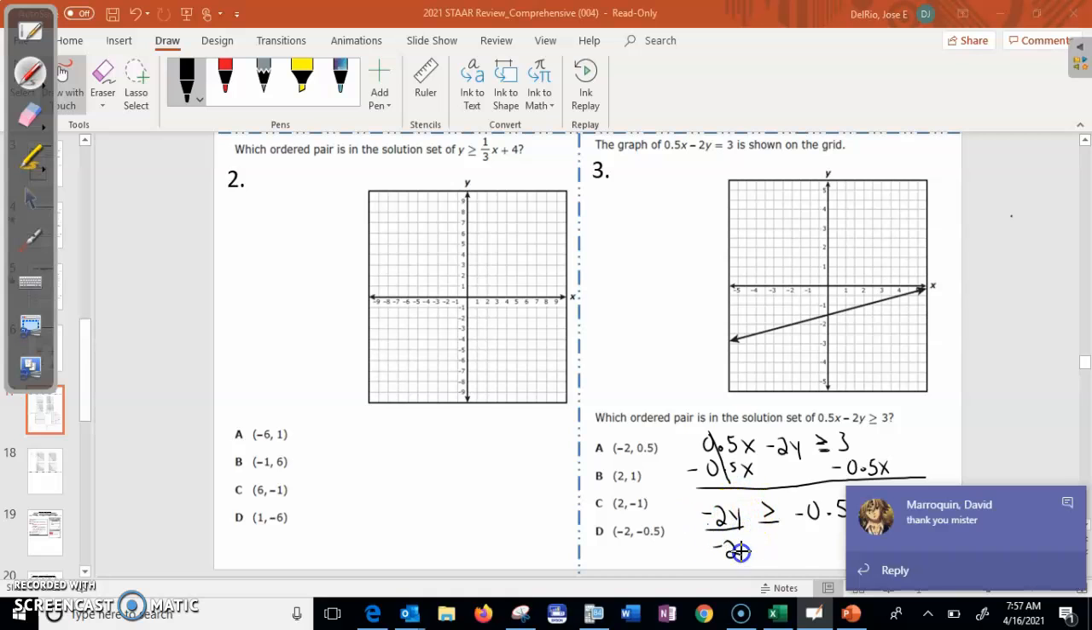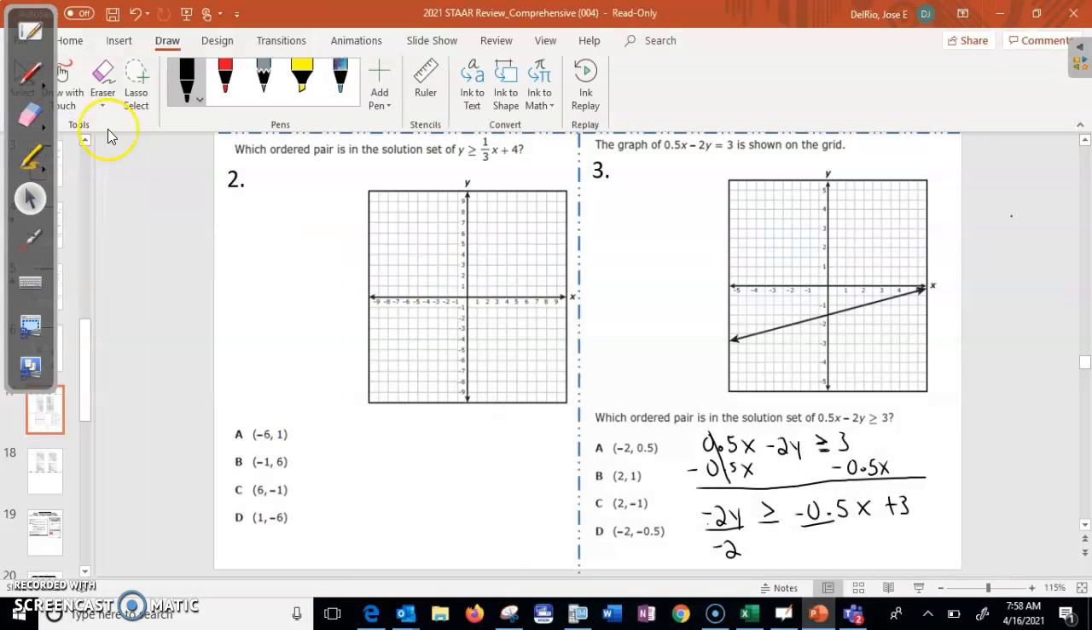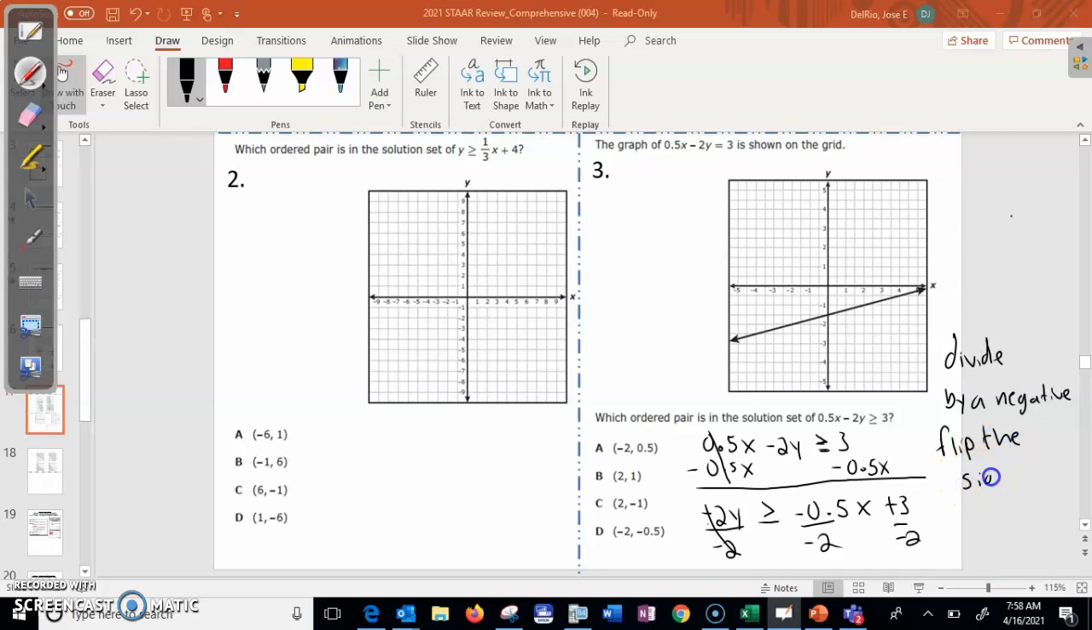If you divide by a negative, divide by -2 on each one. As soon as you divide by a negative, the inequality flips. So divide by a negative, flip the sign. Right? So we're flipping it. So now it is less than or equal to. Since it is less than or equal to, that means you're going to be shading below. So all of this gets shaded.